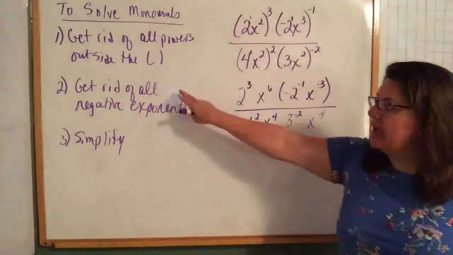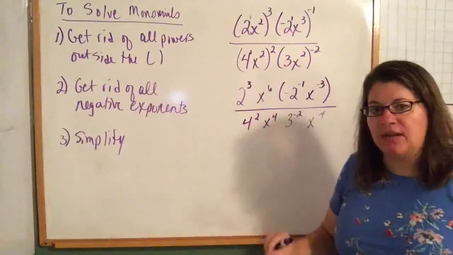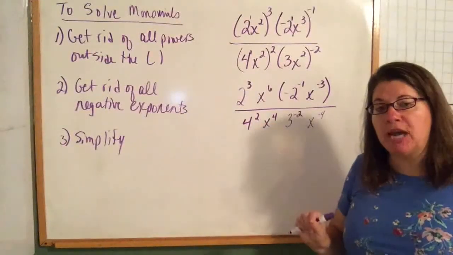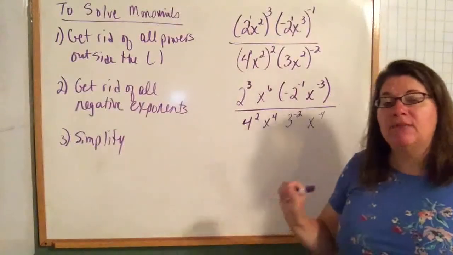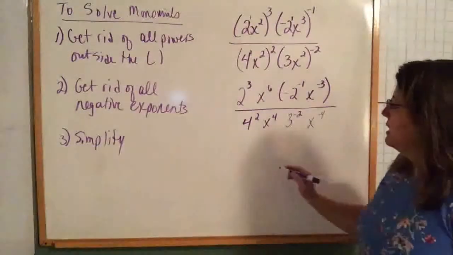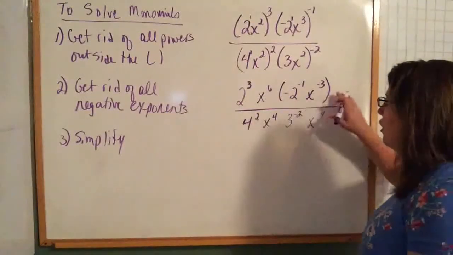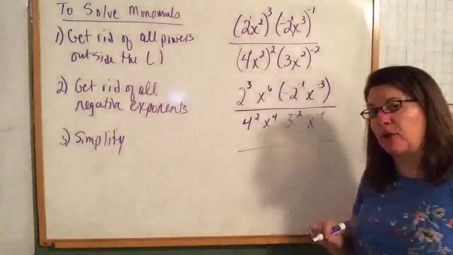Now, the second thing I have to do is get rid of all negative exponents. So remember, if it's a negative exponent, we change it to a positive and move it to the opposite spot. If it's on the numerator, it goes to the denominator as a positive. If it's on the denominator, it goes to the numerator as a positive. So looking at this, I'm just going to go straight across the top and straight across the bottom, and I'm going to get rid of all the negative exponents.